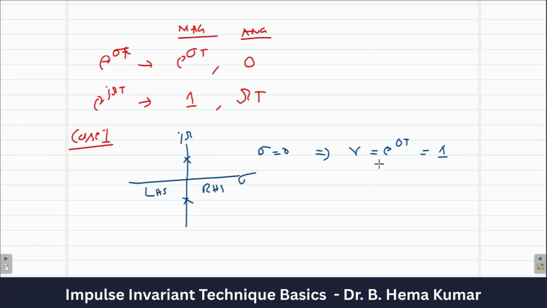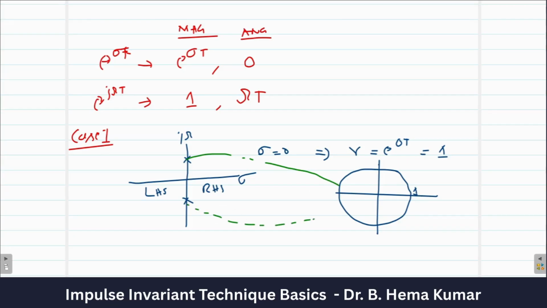Whenever alpha is equal to 0, r becomes 1. What does r mean? In your z plane, r is the radius of the unit circle. So if this is 1, we can see that any poles on your j omega axis are mapping onto the unit circle. So the first condition is satisfied. What is the first condition? The j omega axis should map onto the unit circle. The first condition is satisfied.